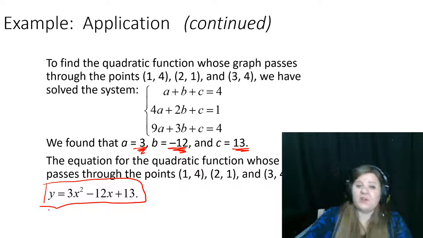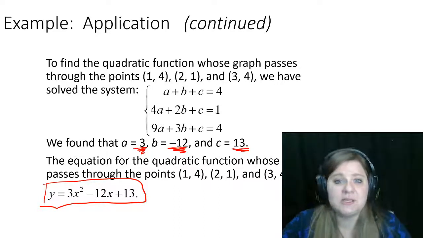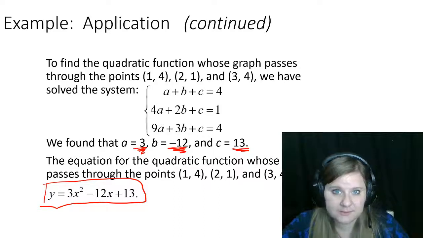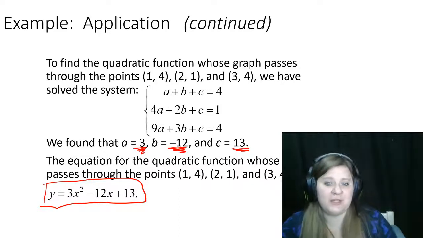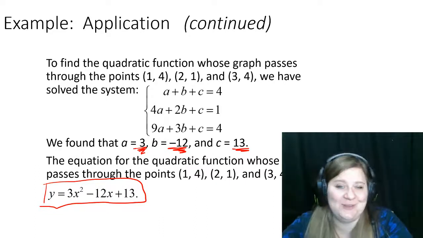It's probably a good idea to go ahead and plug each point back into this to make sure that it works. So you plug in 1, make sure you get 4. You plug in 2, you make sure you get 1. You plug in 3, you make sure you get 4.